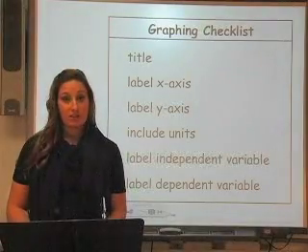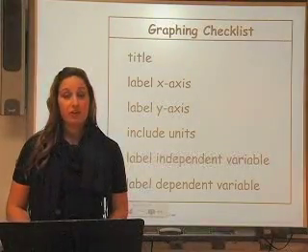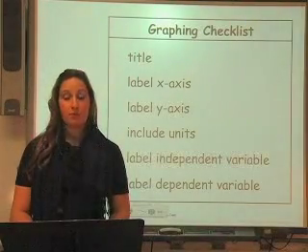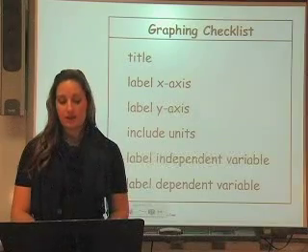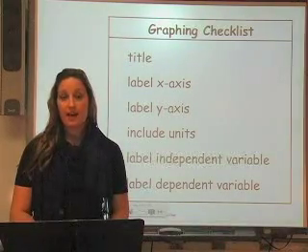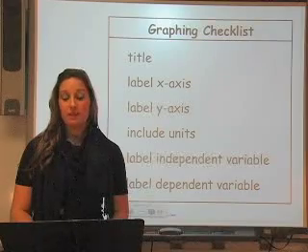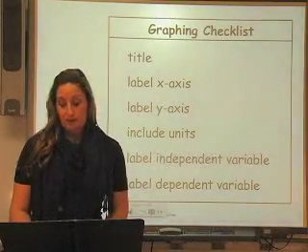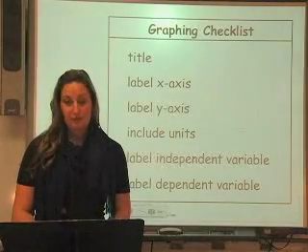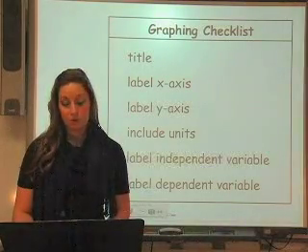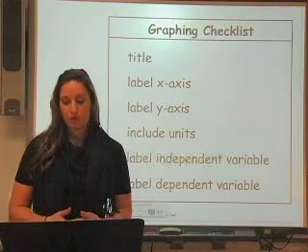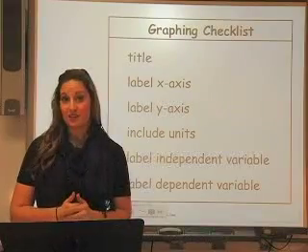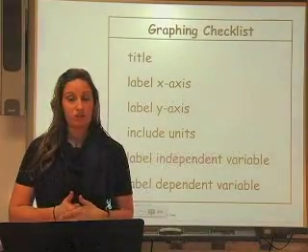Let's review our graphing checklist one more time. If you haven't already written this down, please write it down now. Each time you prepare a graph, you must include a title, label the x-axis, label the y-axis, label the independent variable, label the dependent variable, and be sure to include all units. Each worksheet we use will include this checklist for you to use, and you should always remember to include all 6 of these items. This concludes our introduction to graphing.